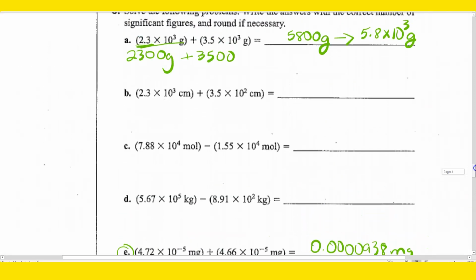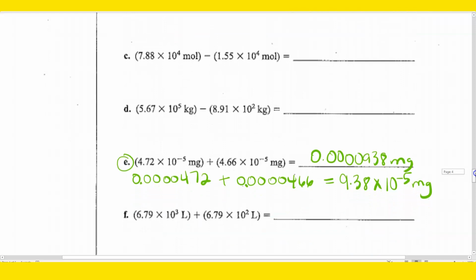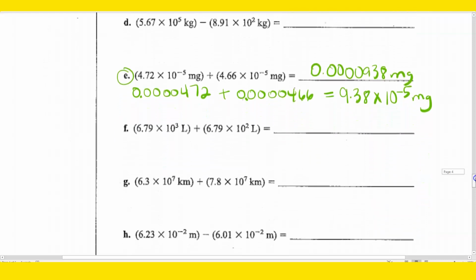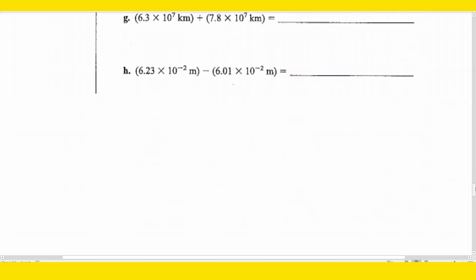When you are adding and subtracting, you must go by the least amount of significant digits after the decimal. If you notice all of these examples, they had the same number of significant digits after the decimal. That's why these were rather easy. This number has one significant digit after the decimal, and this one has one. So when you add them, your number will have one significant digit after the decimal.